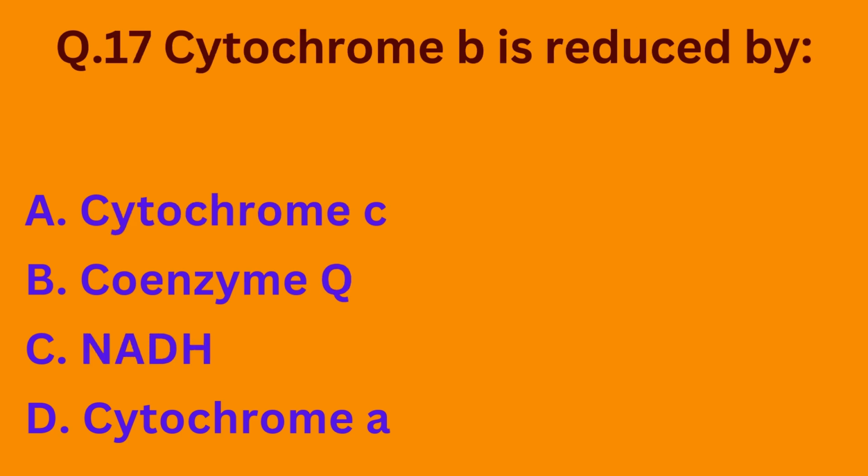Coming to next question, question number 17. Cytochrome B is reduced by option A, cytochrome C. Option B, coenzyme Q. Option C, NADH. Option D, cytochrome A. The correct option is option B. Coenzyme Q basically reduces cytochrome B.